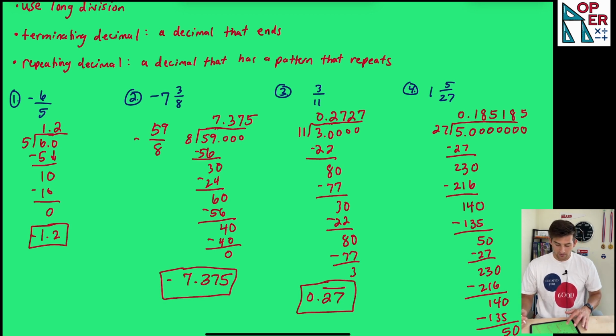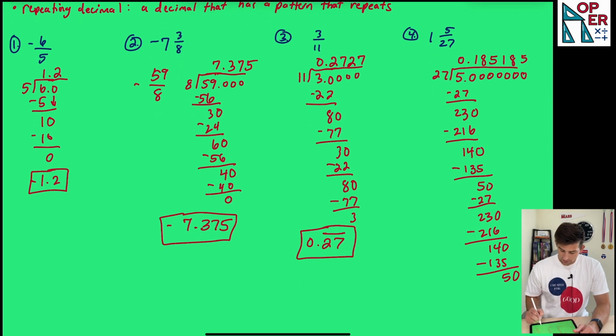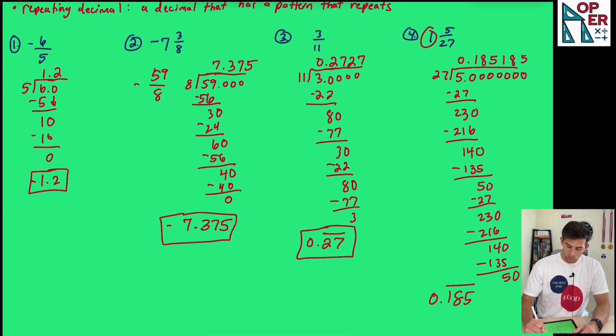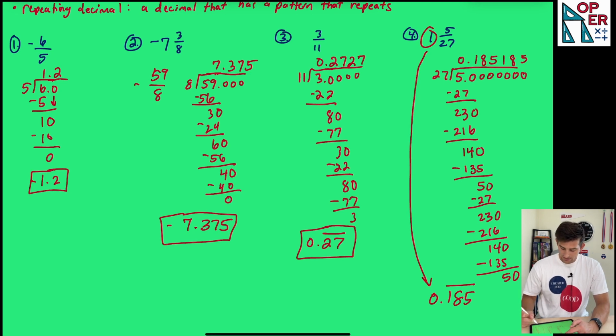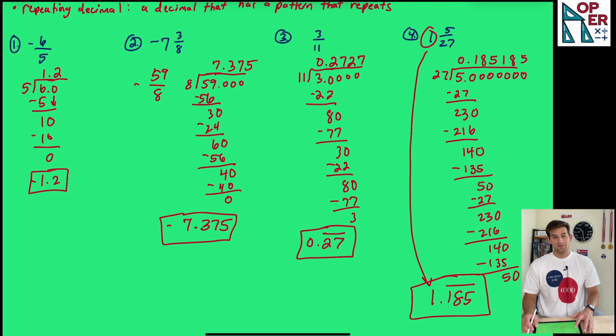So we see our pattern, right? Our pattern would be 185 is repeating. So our decimal would be 0.185 repeating, and then keep in mind we had this 1 initially, so we're going to put that right there. Okay, so instead of 0.185, it would be 1.185 repeating. Okay, so that would be our answer for number 4. All right, and that is how you can write a fraction and a mixed number as a decimal.